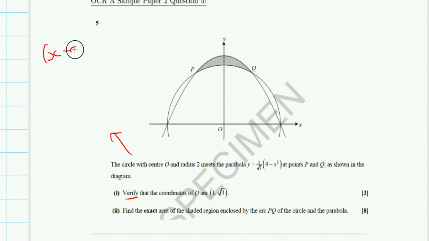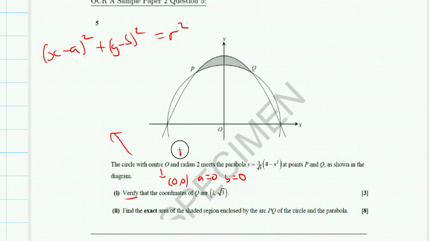The equation of the circle is x minus a squared plus y minus b squared is equal to r squared. But we know that the centre is the origin, which is 0, 0, so a is 0, b is equal to 0, and r is equal to 2. X minus 0 squared is just x squared, so it's x squared plus y squared is equal to 4. And from here we can plug in points P and Q, so we can verify it's 1 and root 3.